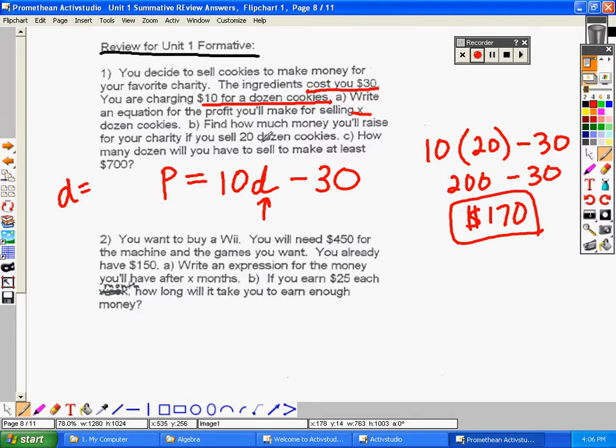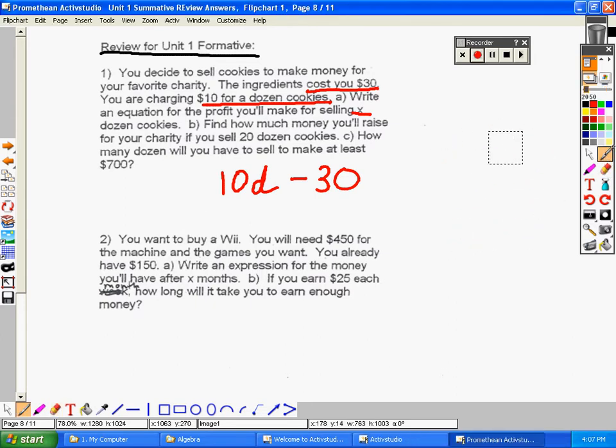Next, how many dozen will you have to sell to make at least 700? Well, that's right here. Now, I don't want to make exactly a profit. Let me erase this for a second. Now I want to make at least 700. At least means you could have 700 or greater. And so here's my inequality. This is how much money I'm going to make, and this is how much money I want to have.